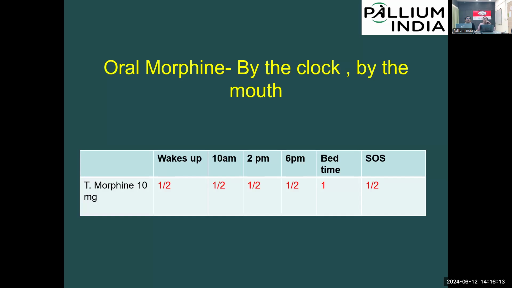And when we prescribe morphine for a patient, we write it as tab morphine. If it is 10 milligram, we write it as tab morphine 10 milligram Q4H, or we can write it as tab morphine 5 milligram Q4H and 10 milligram HS plus 5 milligram as SOS. So the patient will be instructed to use 5 milligram of oral morphine as SOS dose as and when required if the pain relief is not satisfactory. So next slide.